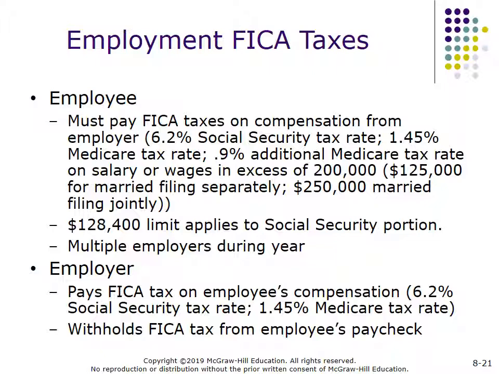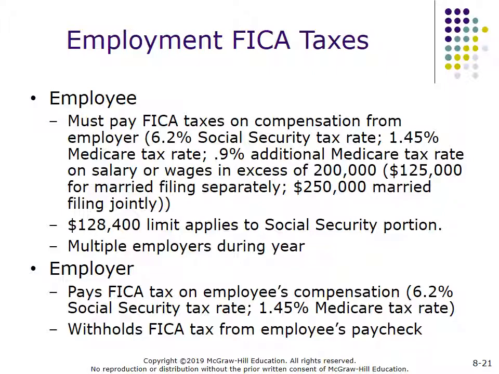The next slide deals with FICA taxes, Social Security and Medicare, and this is more of a review. When it comes to an employee, we don't have to worry about this. Our employers automatically withhold 6.2% of our gross pay up to a certain level. In 2018, it's $128,400. So once your gross pay reaches $128,400, you don't have to pay any more Social Security, 6.2%. 1.45% of Medicare tax is also withheld. And in addition, an additional Medicare tax is withheld on salaries in excess of $200,000, or $250,000 married filing jointly.